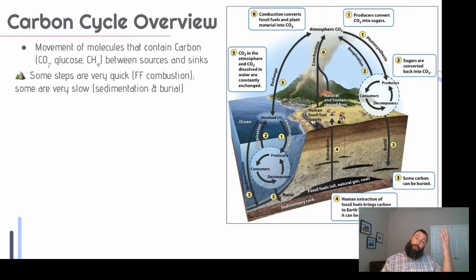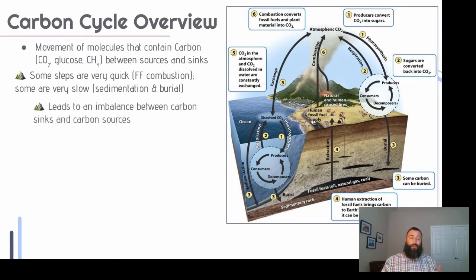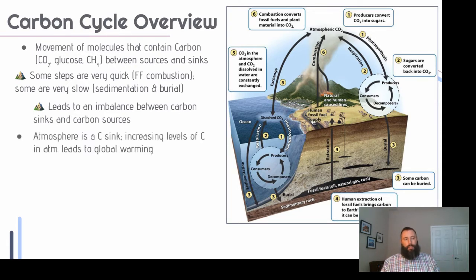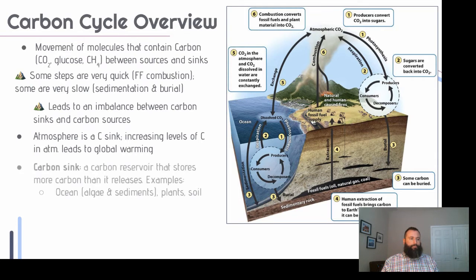If there are more inputs into our atmosphere than there are outputs, right, we're going to lead to an imbalance between these different carbon sinks and carbon sources. And that imbalance could lead to global warming, an increased level of carbon dioxide in our atmosphere. So you've heard me say a couple times the carbon sink, right?